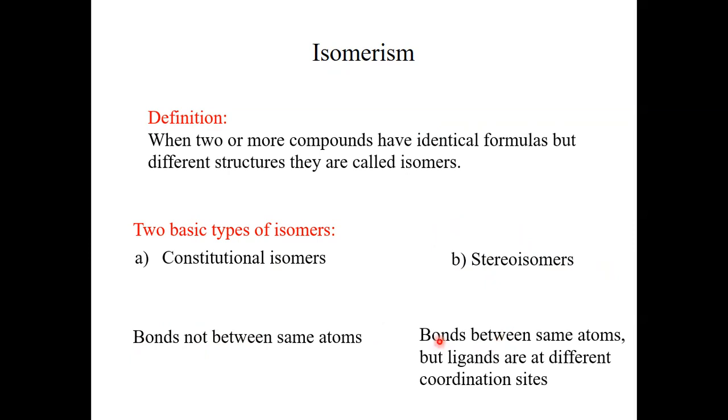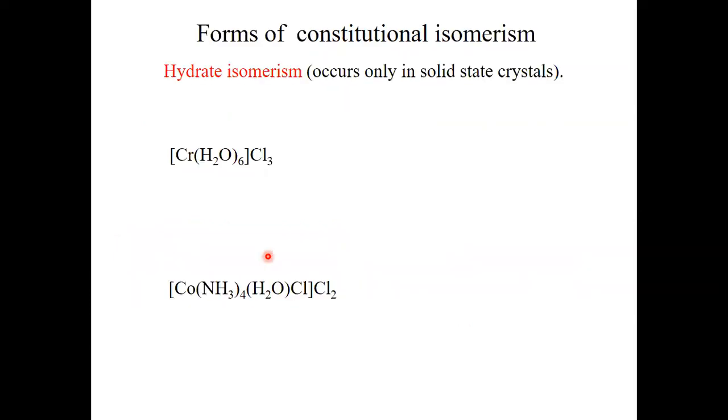Okay, so they're the same atoms, but ligands are in different coordination sites, and the metal-ligand bonds are in different positions. Therefore, let us first look at the constitutional isomers in constitutional isomerism. What kinds of constitutional isomers do we know, and what are examples for them? First of all, there is the hydrate isomerism.